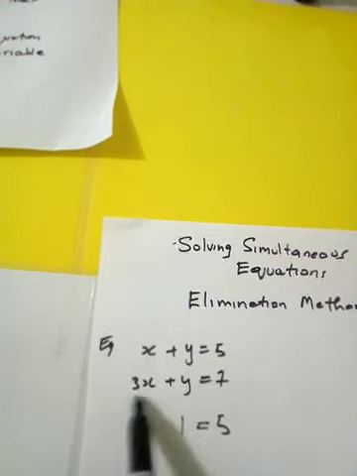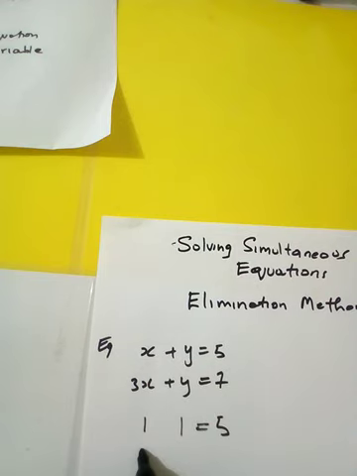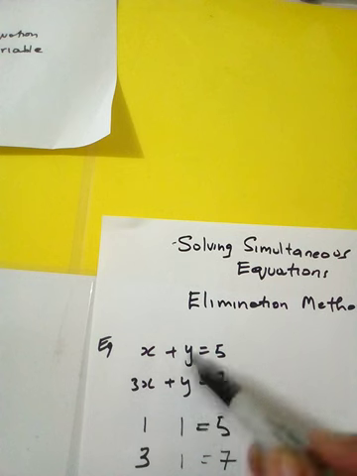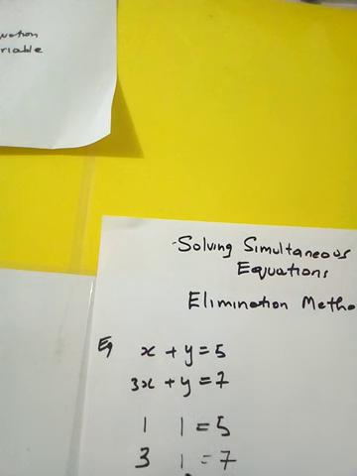Second equation, what's the coefficient of the x term? 3, positive. What's the coefficient of the y here? 1, positive, equals 7. So that's the first step. After we remove the coefficients, in line vertically, we just rewrite the equation, leaving out the variable and using the coefficient. The second thing we must do is observe which coefficients for the variables are the same. If we observe here, we realize the y coefficients are the same. So we're going to focus on that.